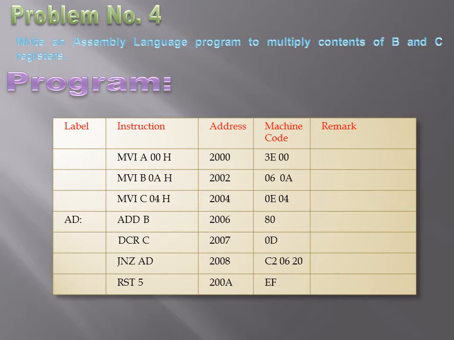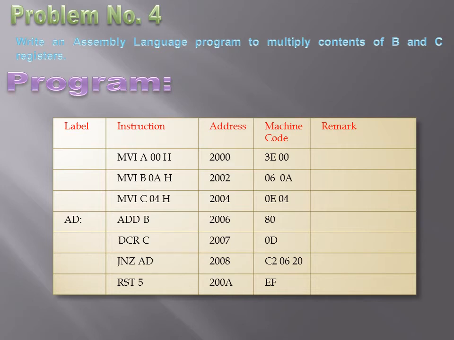So we have to multiply 0A with 04. Then we start the loop. What we are doing is ADD B. We are taking one register as a count and the other register as the part to be added, so we are doing repeated additions. ADD B means we are adding B to the accumulator. Once it is added, we decrement the other register, because we have added once. It's a repeated addition technique for multiplication.